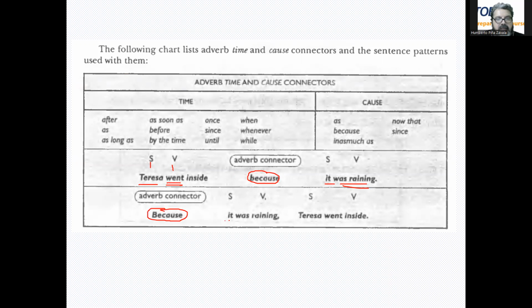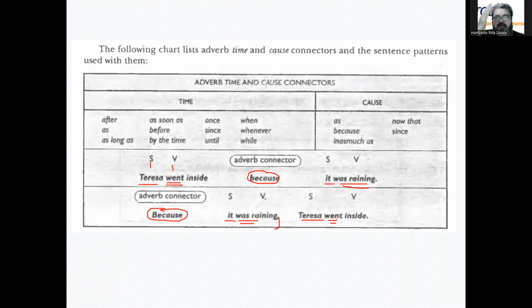Because it was raining, comma, Teresa went inside, okay? So in this type of adverb time and cause connectors, if the connector is at the beginning, we're going to separate it from the rest with a comma. If the connector is in the middle, we don't need a comma.